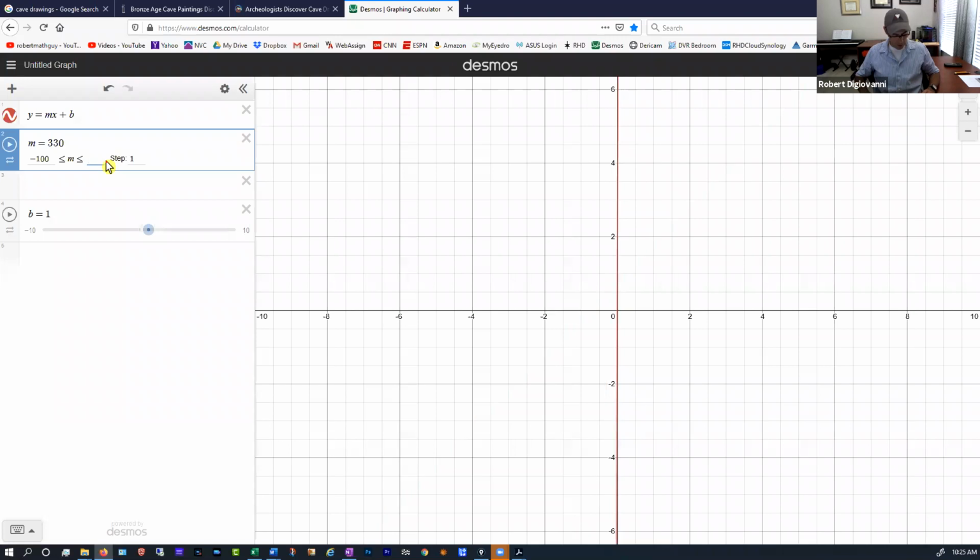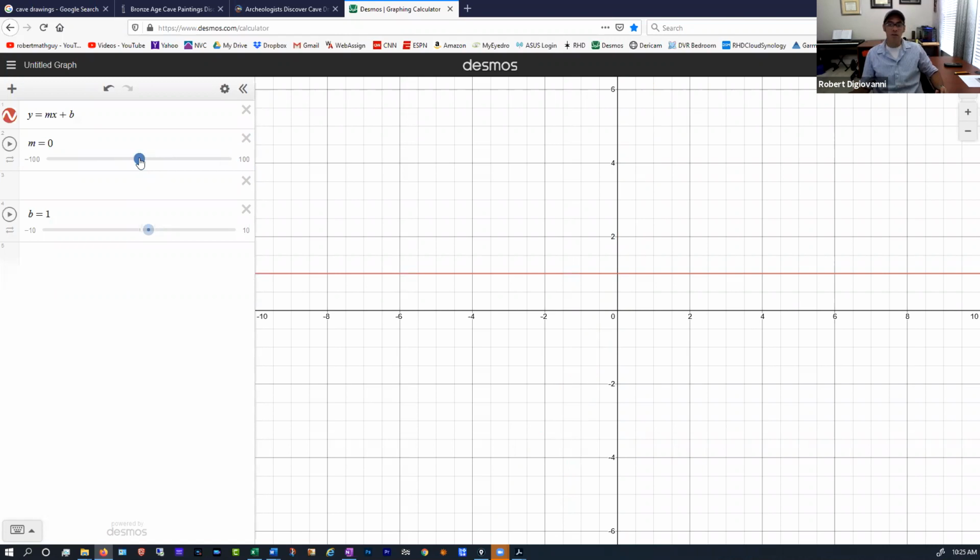So what happens if I go, so let's go back to slope of 1, if I can. Here's slope of 1. How about a slope of 0? Look what happens if the slope is 0. We get a horizontal line, don't we? We get a horizontal line.